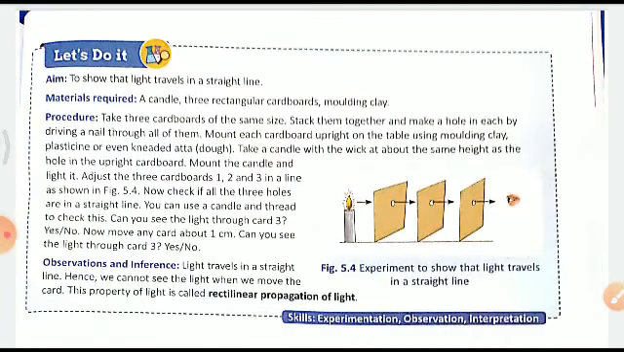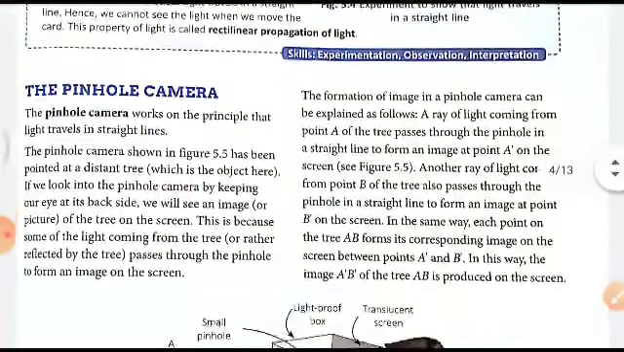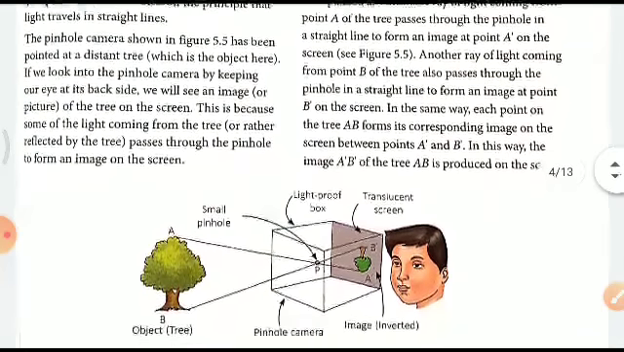Also see this experiment that I was discussing with you all: there is a candle and three cardboards with a hole in each, and even then you will see some light at the other end, showing that light travels in a straight line. This phenomenon was used in the pinhole camera, which is the first camera to be used. It works on the principle that light travels in a straight line.